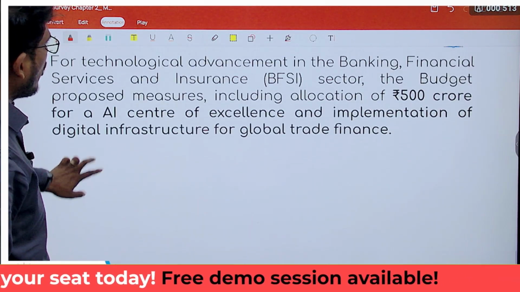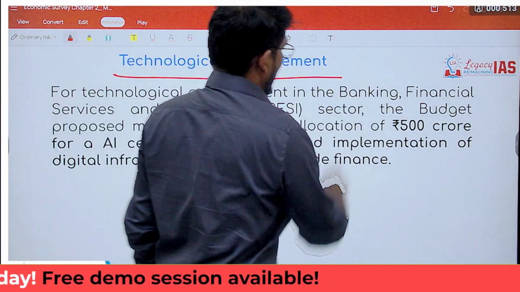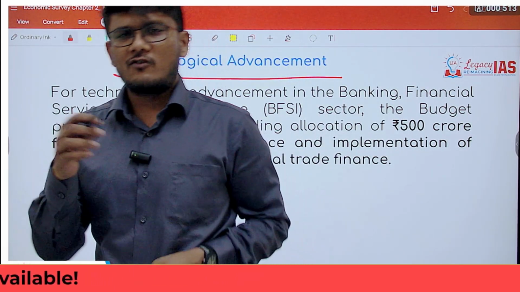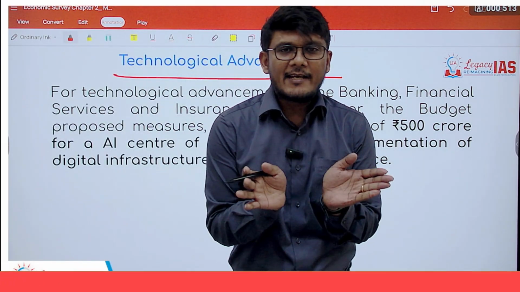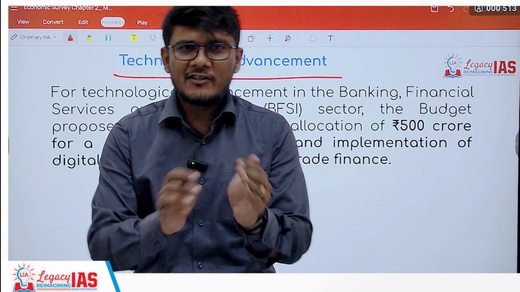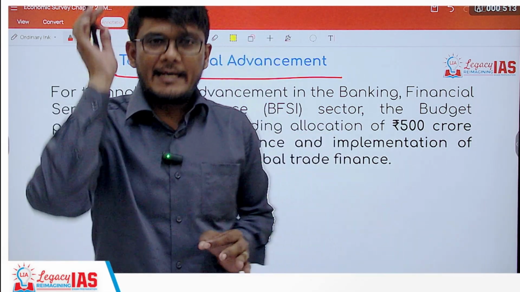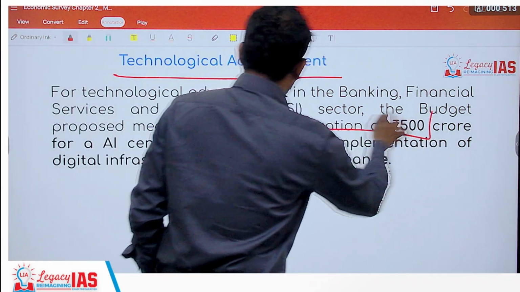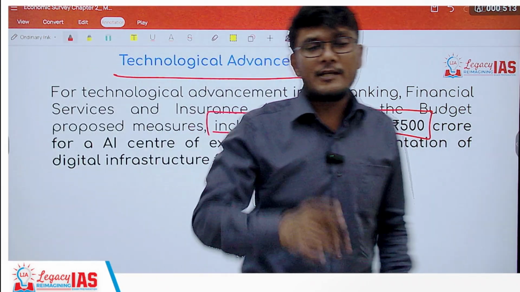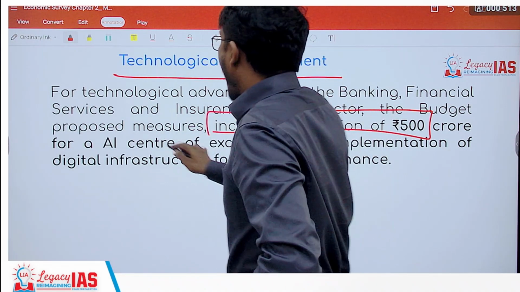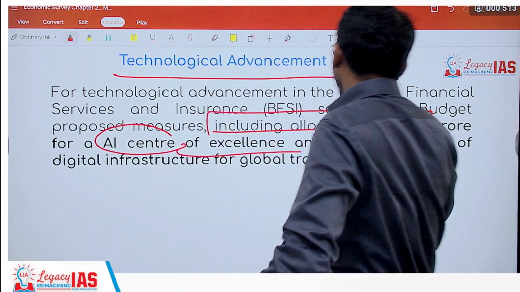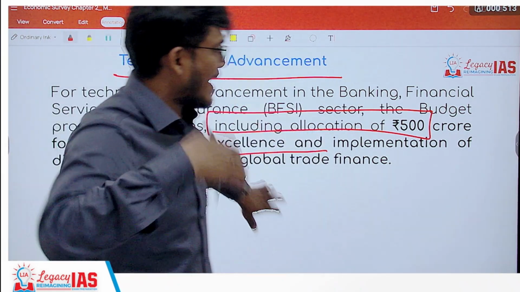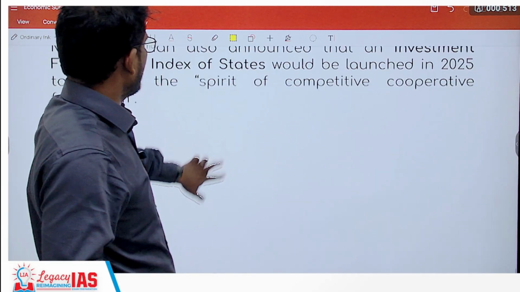At the same time, it also talks about technological advancement. See, till the time human intervention is there, there will be a lot of issues, there is corruption, this, that. So the government is anyhow looking for technological intervention in every sector, every domain, including the financial sector, and hence come up with an outlay or allocation of around 500 crore rupees for the financial sector in Artificial Intelligence Center of Excellence. So it wants to use artificial intelligence to further enhance the financial sector.